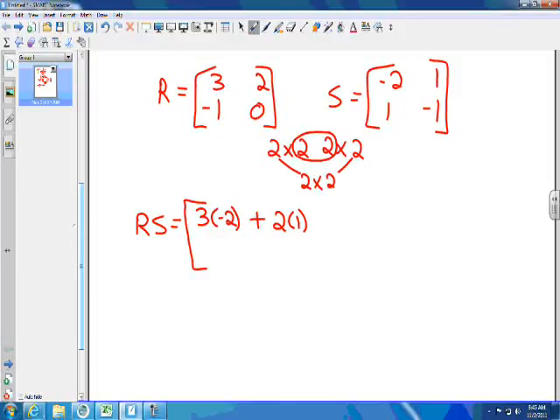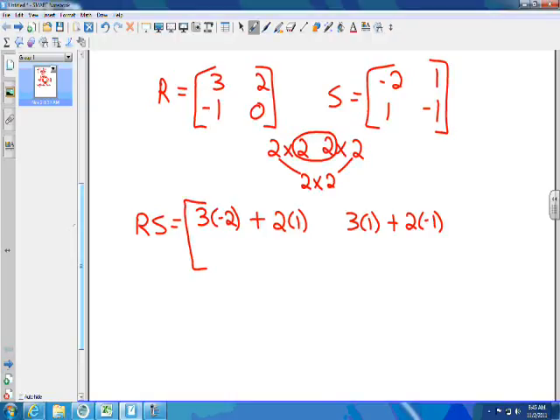So we did the top row times column 1. Now we do the top row times column 2. So 3 times 1, and then 2 times negative 1. And it's always plus. Always put the plus in there. It's going to be plus negative 2 or minus 2. Just make sure whichever way you do that, you get that correct.